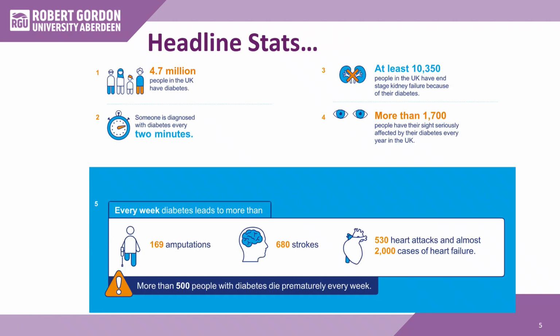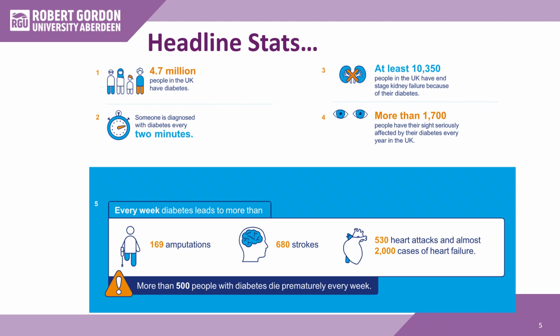ones. So I thought I'd include some stats here, but the updated ones might be on the Diabetes UK website. So many people are living with diabetes so far, over 5 million at the moment, and it is estimated that every 2 minutes somebody is diagnosed with diabetes. And at least over 10,000 people in the UK have end-stage renal failure because of diabetes. Okay, and over 2,000 people have their sight seriously affected by diabetes every year.